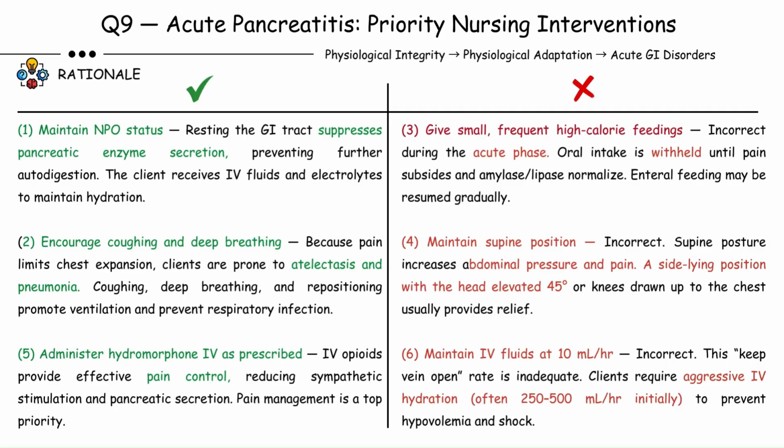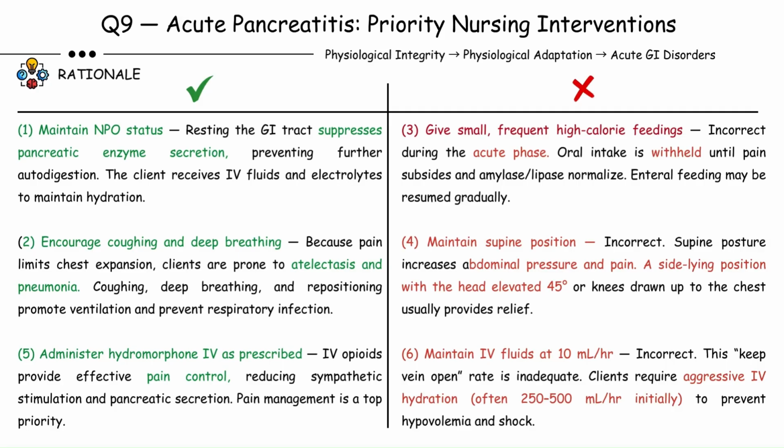Maintaining a supine position is also incorrect. Lying flat typically worsens abdominal pain and increases pressure. Many clients with pancreatitis feel better in a side-lying position with the head elevated or with knees drawn up toward the chest.